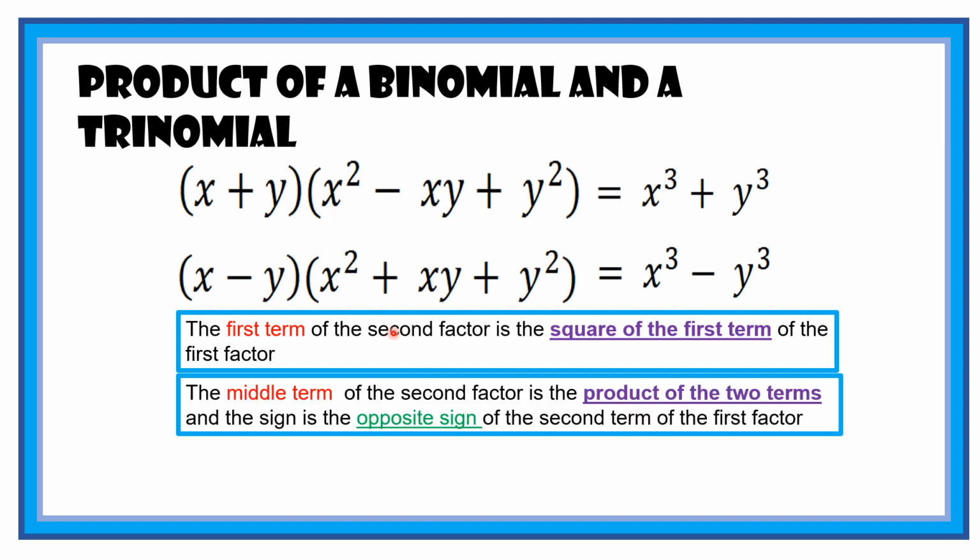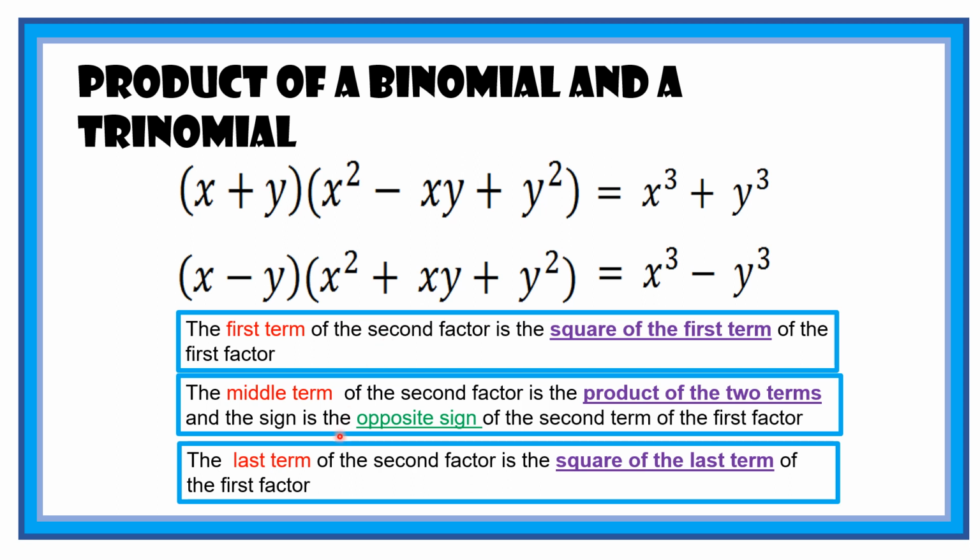Next is the middle term of the second factor is the product of the two terms, and the sign is the opposite sign of the second term of the first factor. So ibig sabihin, multiply mo yung dalawa, x times y, kaya xy yan, and then opposite siya ng sign ng first factor natin. So ito positive, kaya negative yan. So ito naman negative, kaya positive yung nandito.